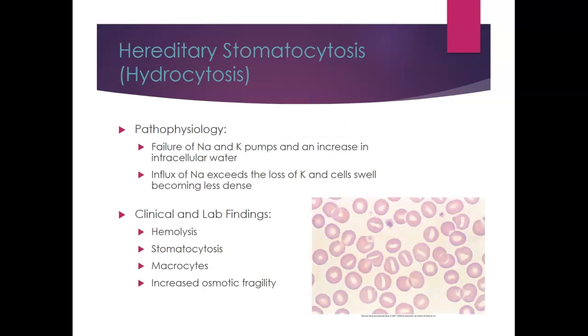So here are some pictures. With hereditary stomatocytosis, which can also be called hydrocytosis, there is a failure of the sodium-potassium pumps. Influx of sodium and loss of potassium causes the cells to swell and become less dense and form this little slit-like thing that we see in the stomatocyte. We find hemolysis, we see stomatocytosis, we'll see some macrocytosis, and they also have an increased osmotic fragility, just like the spherocytosis cells do.